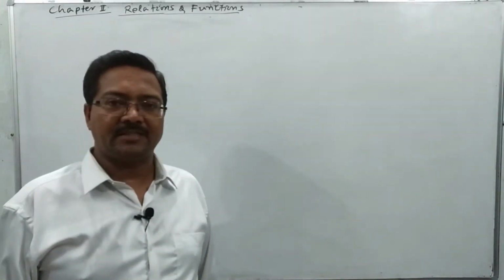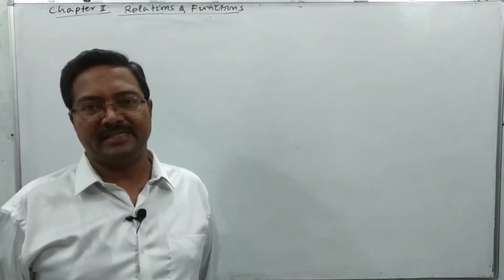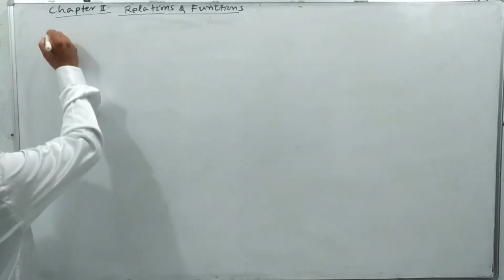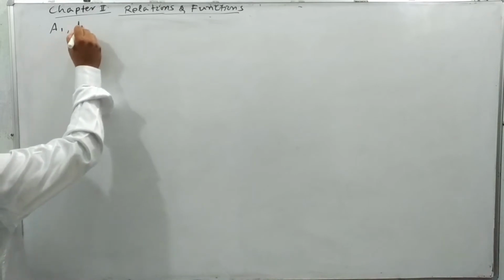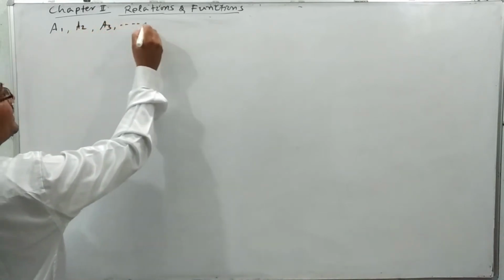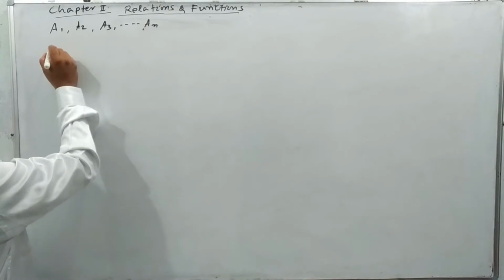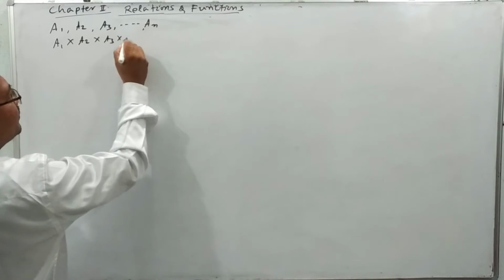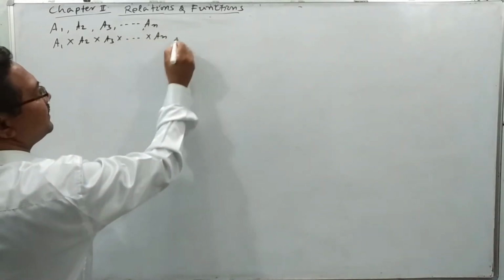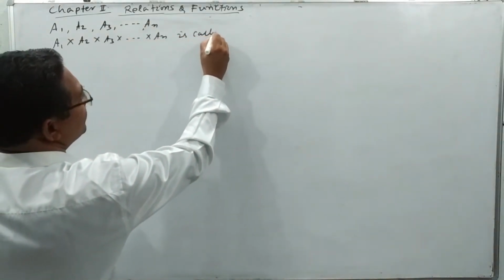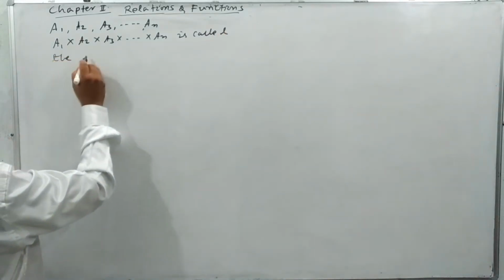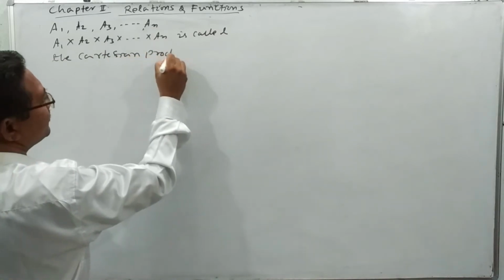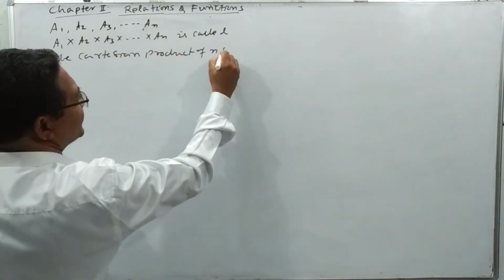The concept of Cartesian product of two sets can be extended analogously for n tuples. We see A1 is a set, A2 is a set, A3 is a set, An also a set. So A1 Cartesian product A2 Cartesian product A3 up to An is called the Cartesian product of n sets.